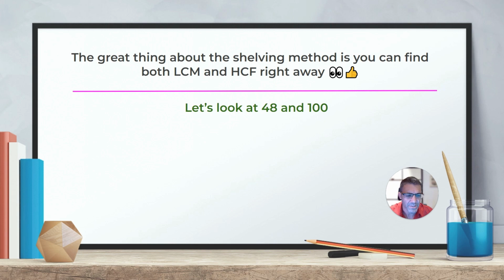If we look at two numbers like 48 and 100, we can write a little grid here, and we're going to write the 48 and the 100 in the top of our grid and look at a common factor that divides 48 and 100. Now, because these are both even numbers, we know that they're divisible by 2, so that'll be our first step. We'll divide by 2, and 48 divided by 2 is 24. 100 divided by 2 is 50.